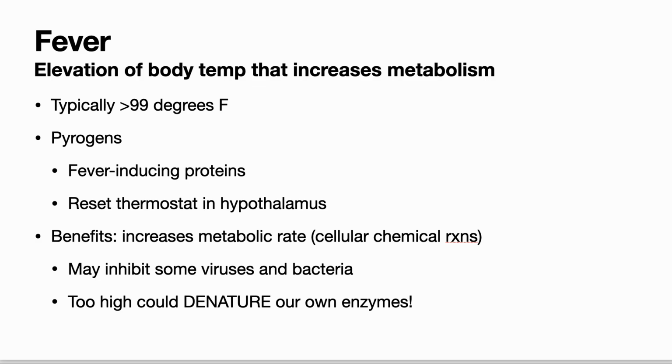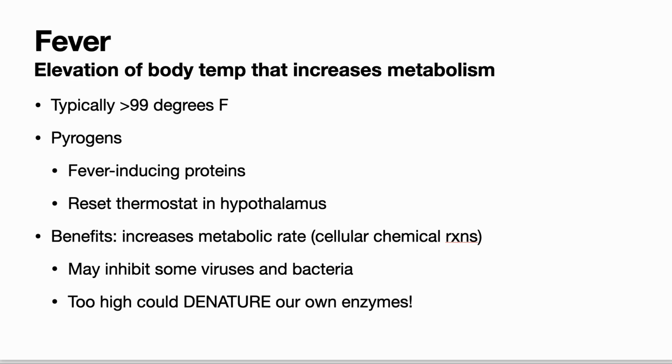They actually affect the thermostat in the hypothalamus. The hypothalamus, of course, is a major center in the brain, and one of the things it does, among many, is help regulate body temperature. So the pyrogens kind of reset that thermostat so that your body can get hot. This is great because it's going to increase the metabolic rate, which means your cells are going to be more active, which may help your immune cells to be more active in going after whatever is infecting you. And it also may actually inhibit some viruses and bacteria because a fever temperature for us might actually be too high for their proteins, and it may lead to the denaturation of some of their enzymes.